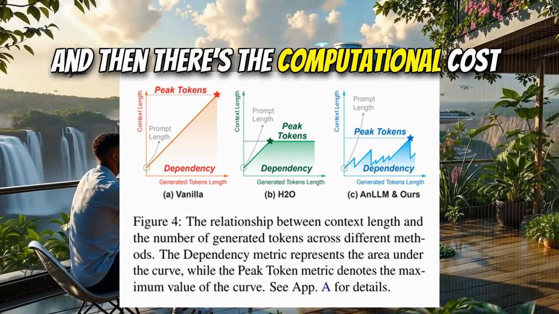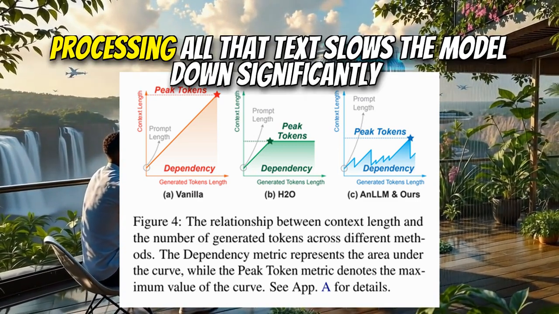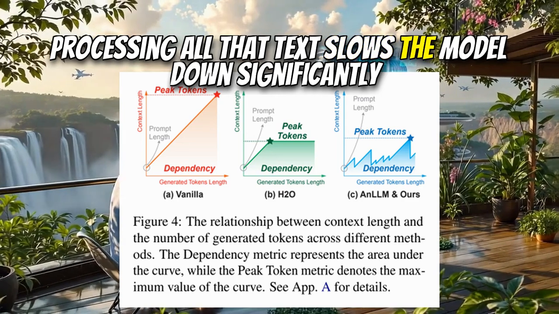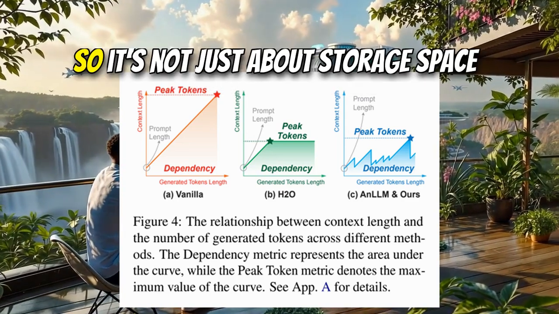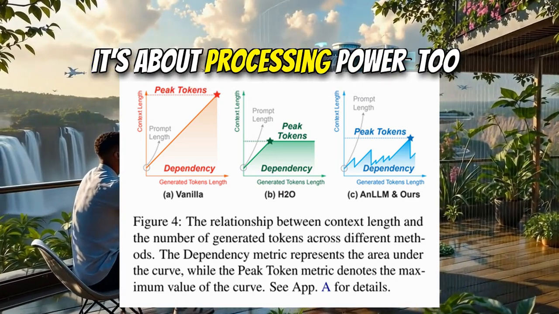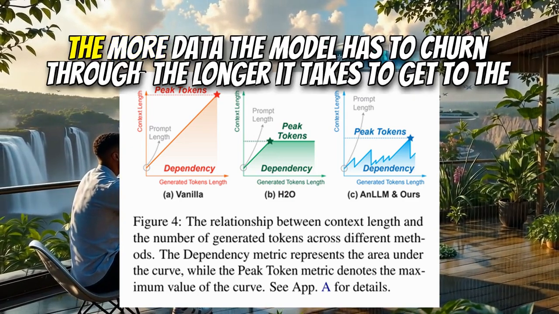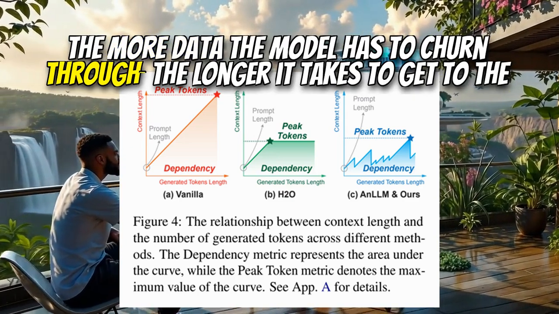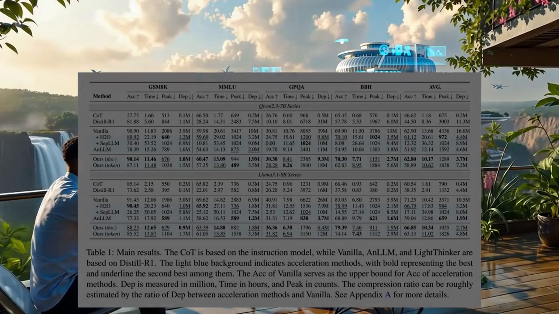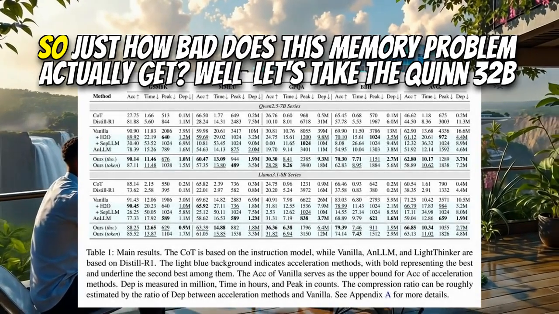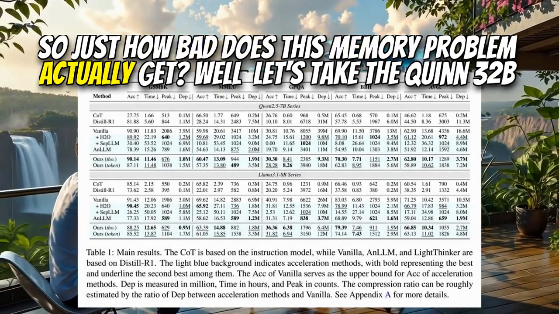Exactly. And then there's the computational cost. Processing all that text slows the model down significantly. So it's not just about storage space, it's about processing power too. The more data the model has to churn through, the longer it takes to get to the answer. Makes sense. So just how bad does this memory problem actually get?